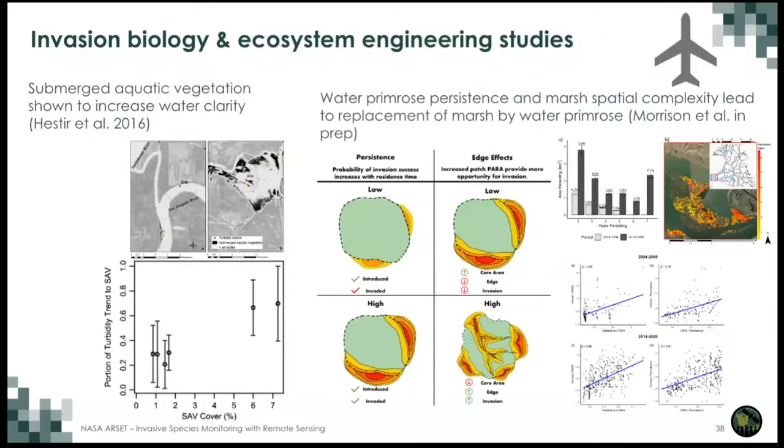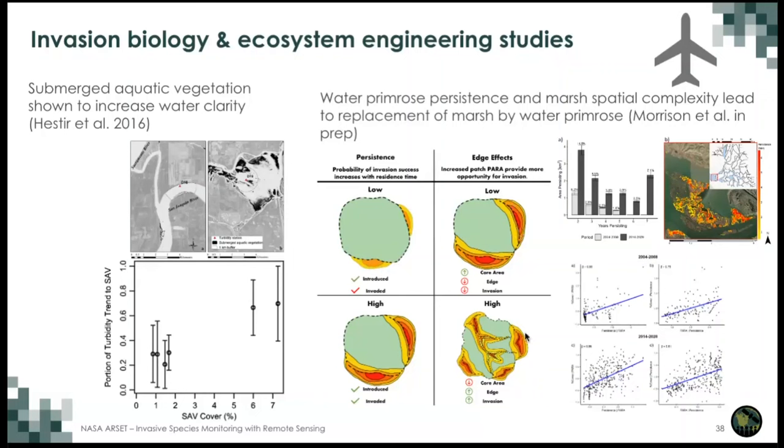If we look at this example on the right, we can then use those same metrics of water primrose persistence, as well as calculate marsh spatial complexity, to start to understand what exactly are the drivers of marsh loss by water primrose. And here we can calculate persistence, and we have a hypothesis that the probability of invasion success increases with the residence time. But we can also think about the effect of the wetland morphological structure or spatial complexity itself.